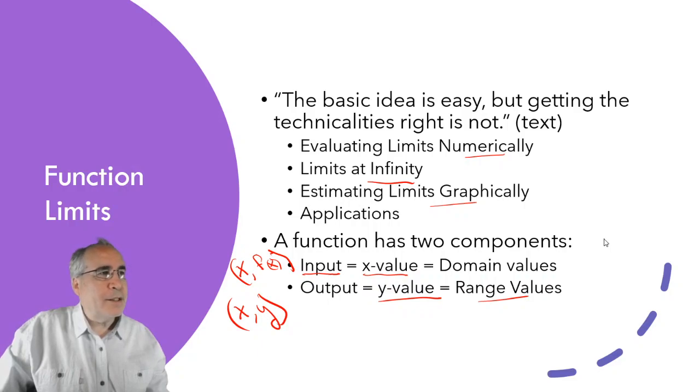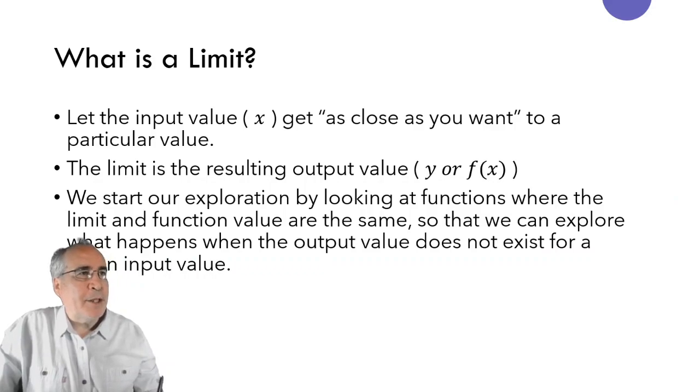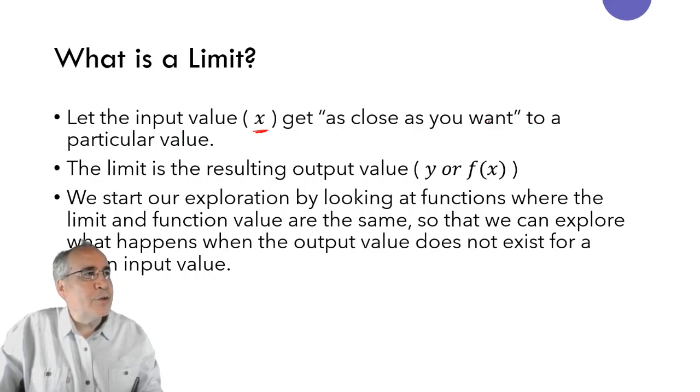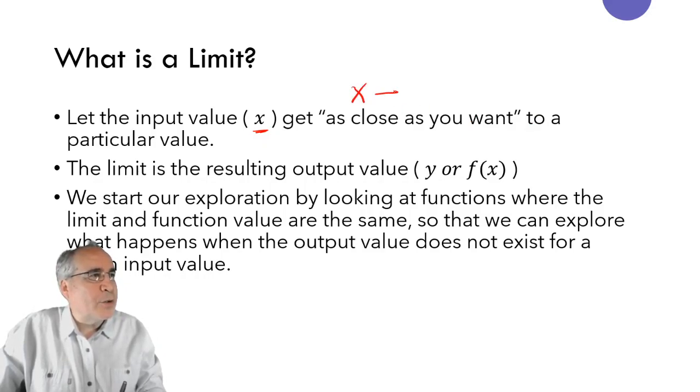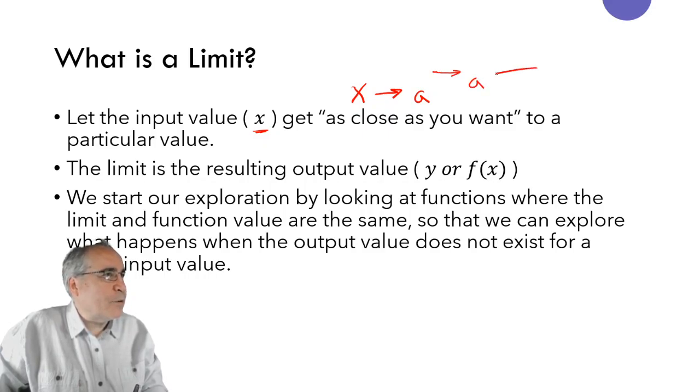So with that in mind, let's take a look at what happens. So what really is a limit? When we're talking about limits, what we're doing is getting the input value, which is the x, as close as you want to a particular value. You'll see this in the limit notation: we're letting x go to some number or infinity. We'll just say a, because you'll see this a lot. So a is some number. We're letting x get close to it from both the left side and the right side.